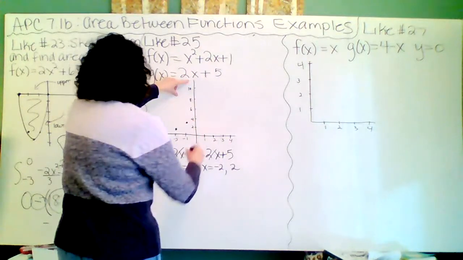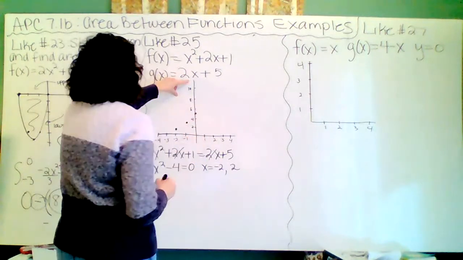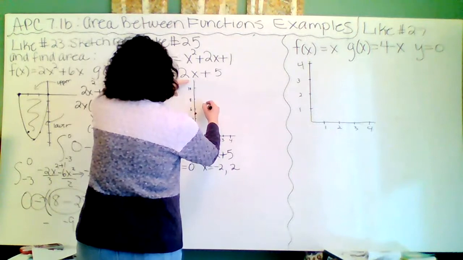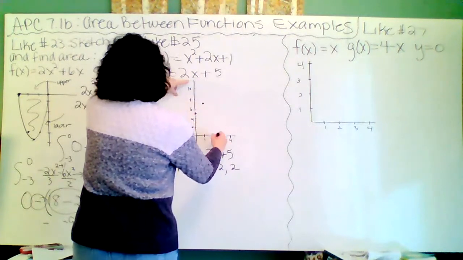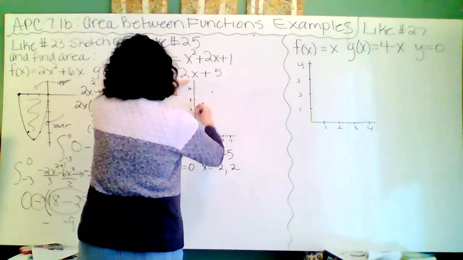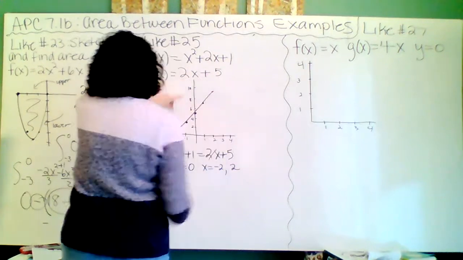When I put a 0 in, I get a 5. When I put a 1 in, I get a 7. And when I put a 2 in, I get a 9. There we go. So there's my line.